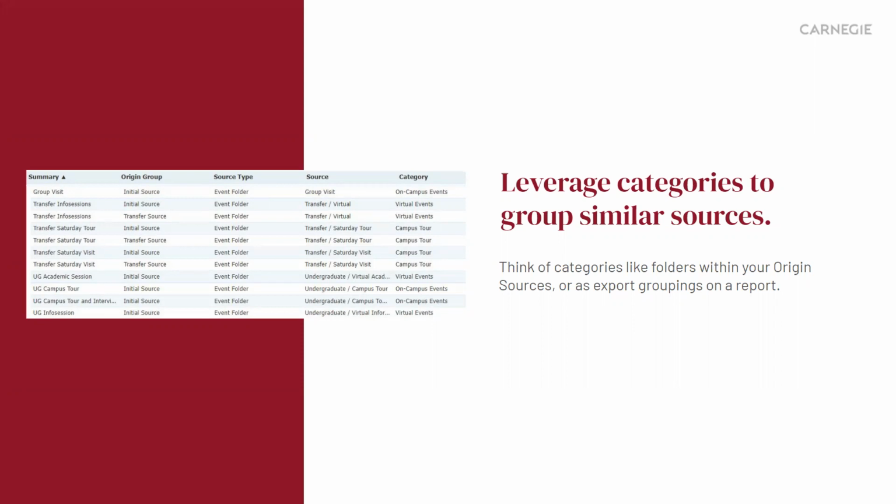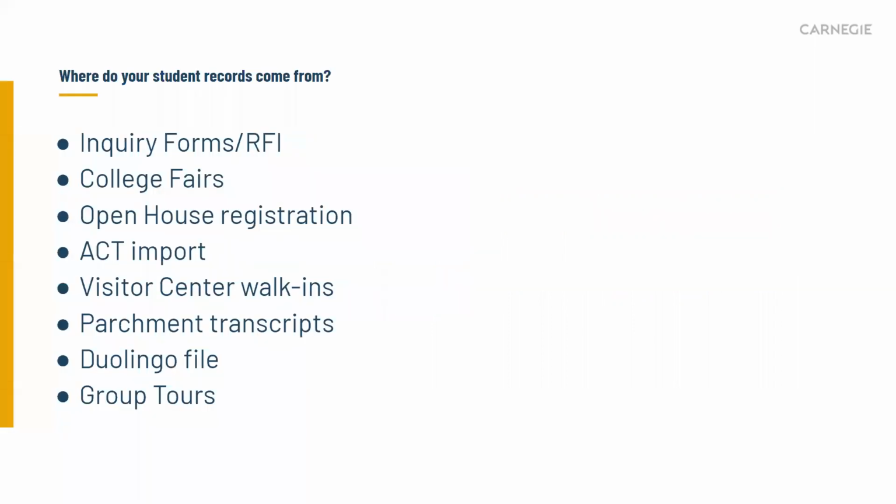That's that grouping, they come together. So to help you with this process, I want you to get out of Slate. Have a brainstorming session, pull up a spreadsheet or a Word document or a whiteboard, and think about all of the ways that student records come into your instance. You know, students are filling out inquiry forms or RFI forms. They're filling out paper cards at college fairs that then get transcribed into your system.